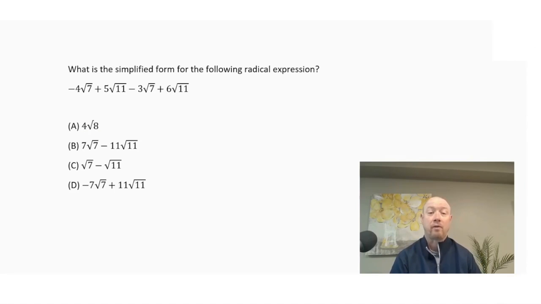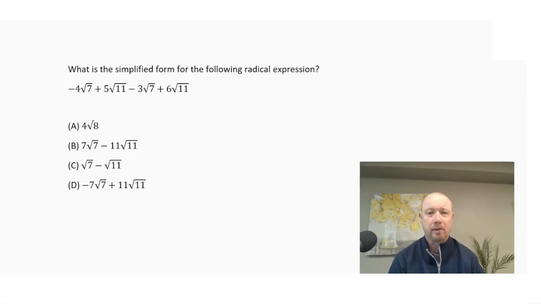What is the simplified form for the following radical expression? Negative 4 root 7 plus 5 root 11 minus 3 root 7 plus 6 root 11. Is it A, 4 root 8, B, 7 root 7 minus 11 root 11, C, root 7 minus root 11, D, negative 7 root 7 plus 11 root 11.